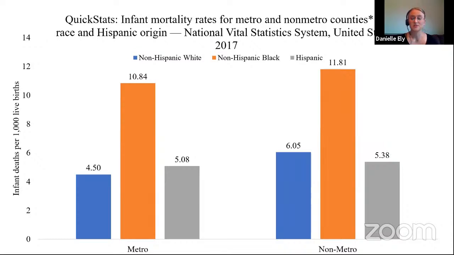What is interesting about this is that when we are looking by race and these three race and Hispanic origin groups, there is only one difference between metro and non-metro counties within a group that's significant, which was for non-Hispanic white women. The rates for non-Hispanic Black women and for Hispanic women or infants of these women weren't statistically different in 2017.